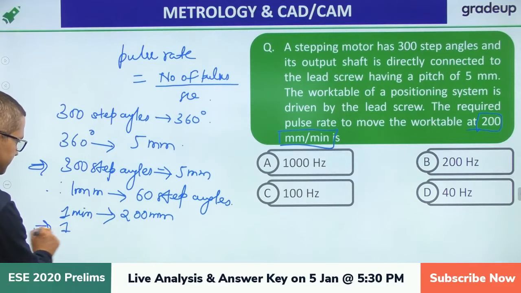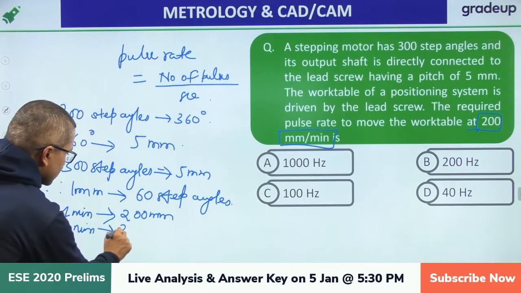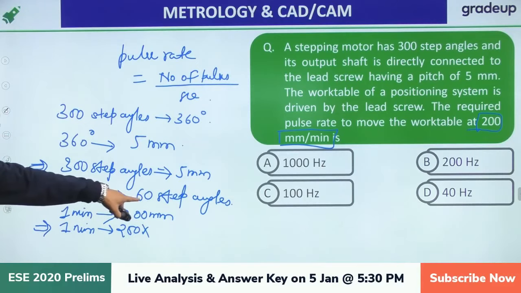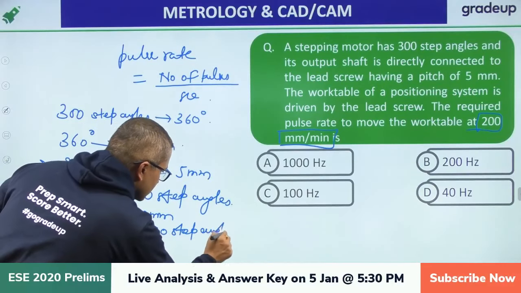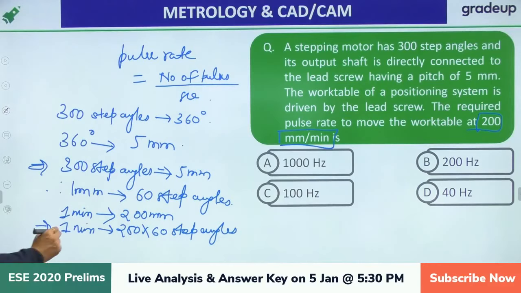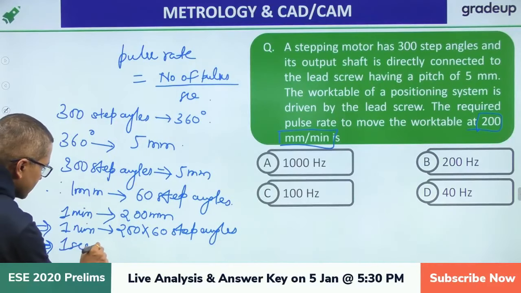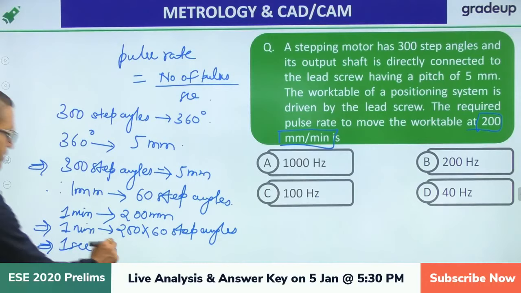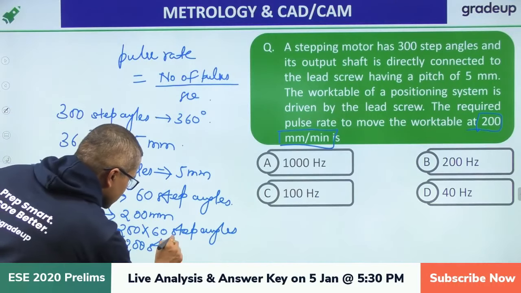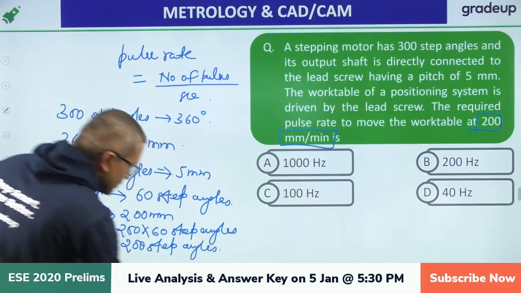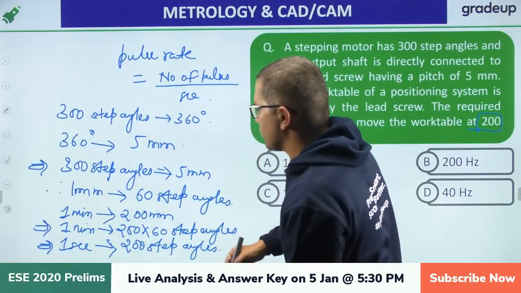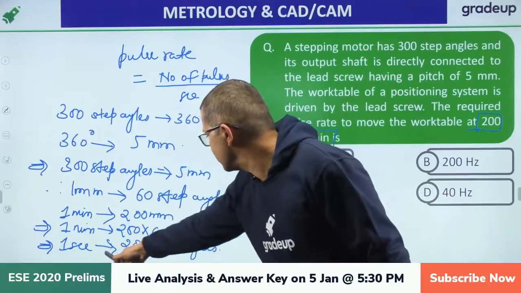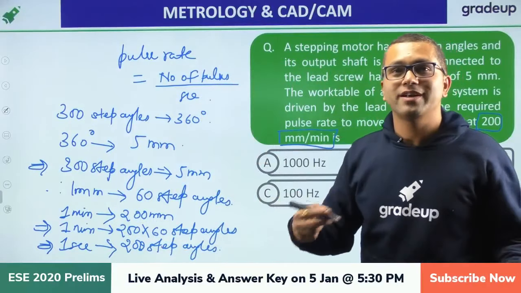So in 1 second, okay, so in 1 minute this goes by 200 into 1 mm corresponds to 60 step angles. I am going to write it 60 step angles. Yes. So in 1 second it will correspond to how much? 200 step angles. Right? So we can conclude that in 1 second 200 step angles are being covered.